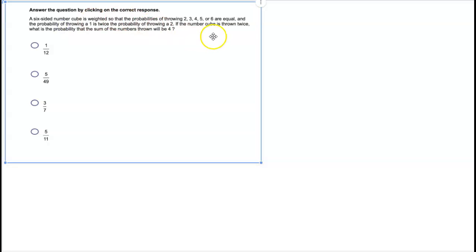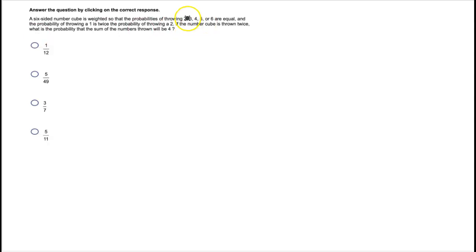Six-sided cube, probabilities of 2, 3, 4, 5, 6 are equal. Probability of 1 is twice that of 2. All right, let's just be very intuitive here, right? 1 has 2 chances, and the other 5 each have 1 chance. That means there's 7 total chances. So throwing a 1 is going to be 2 out of 7, and all of the rest are going to be 1 out of 7 each. Right, there's 5 of them.